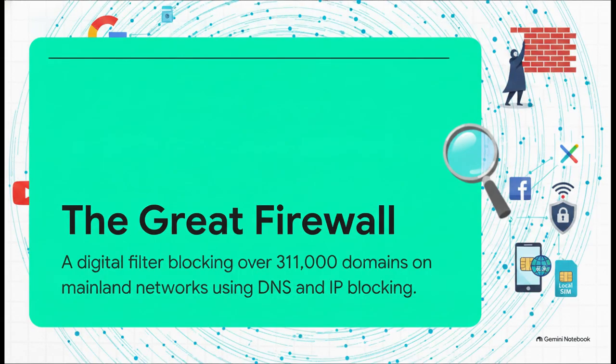Now, the reason for this is the core villain of our story, the Great Firewall. And guys, this isn't just a rumor or some random glitch, it's a massive, highly sophisticated digital filter. It uses pretty intense techniques like DNS tampering, IP blocking, and server name indication inspection right on the mainland Chinese infrastructure to restrict access to over 311,000 domains. That's huge. And yes, that includes almost all of the Western internet services you probably rely on every single day.